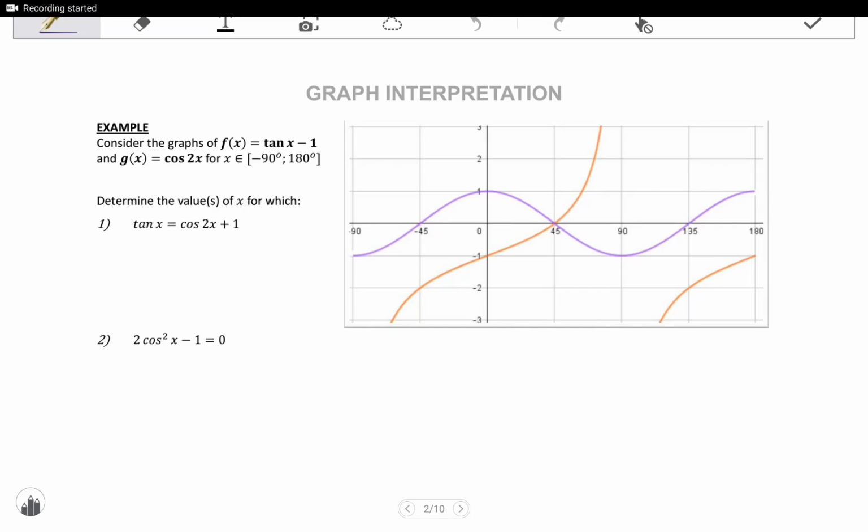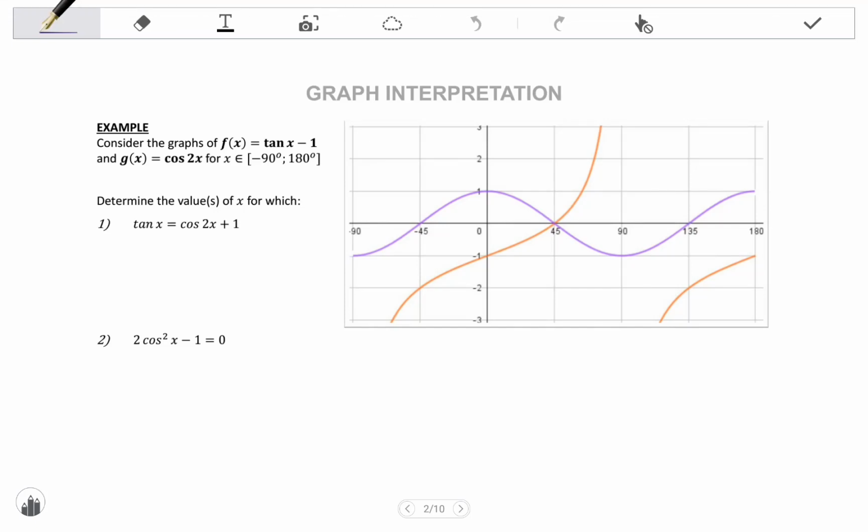In this video, we are going to do some graph interpretation of trigonometric graphs. So, we are given two graphs. It says consider the graphs of f of x equals tan x minus 1 and g of x equals cos 2x for x is an element of negative 90 degrees to 180 degrees.